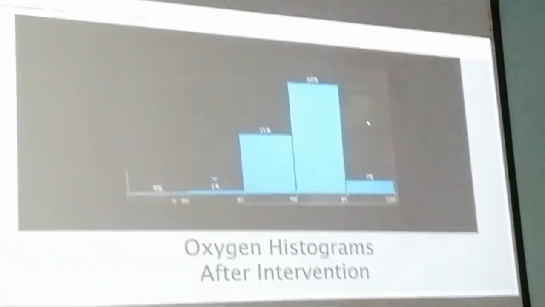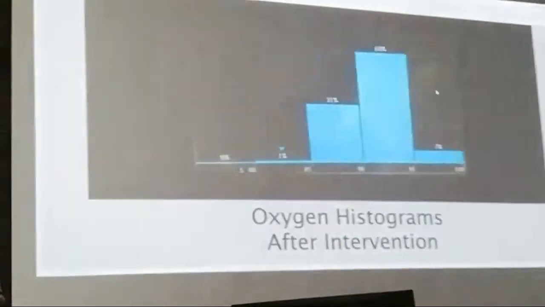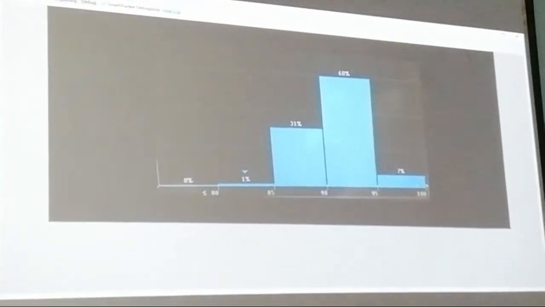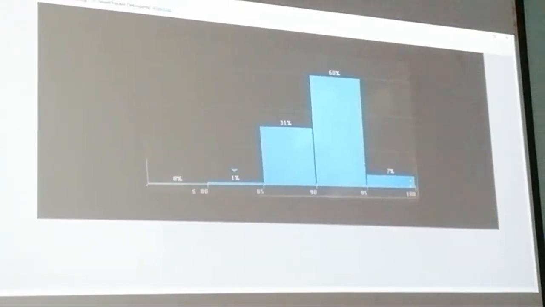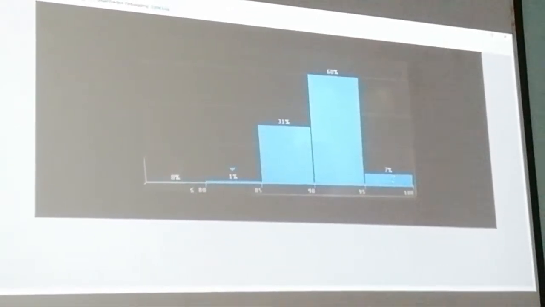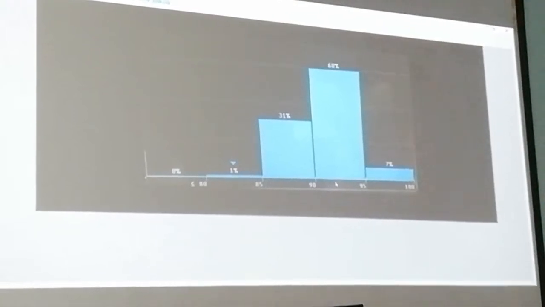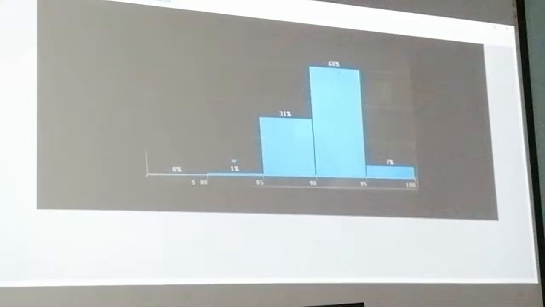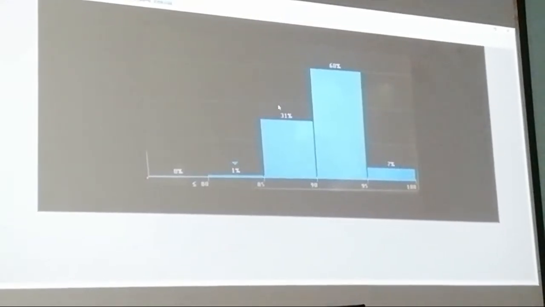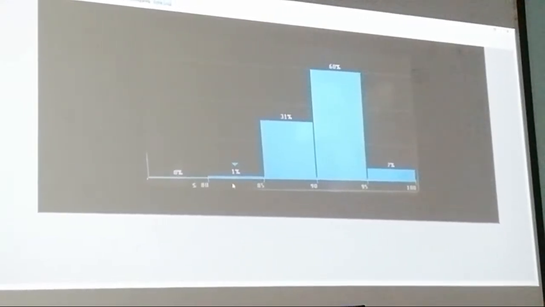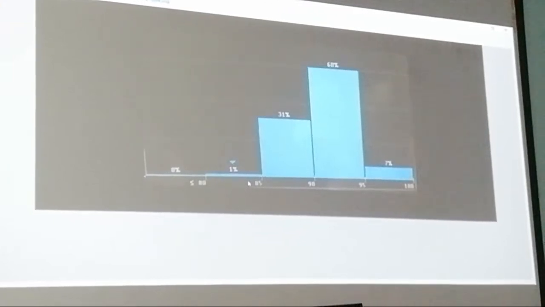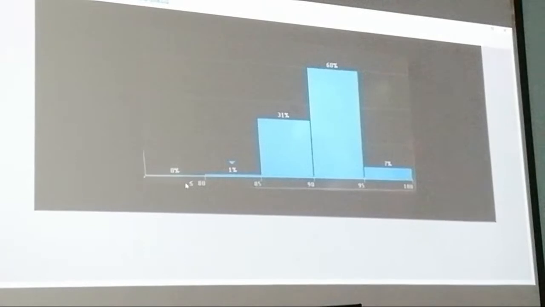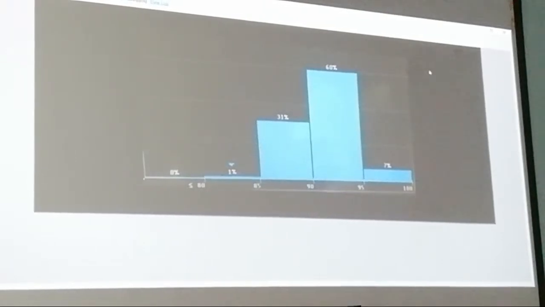This is the oxygen histogram for 6 hours after lung recruitment. For the oxygen saturation range between 95 to 100%, the time was 7% of the day. Oxygen saturation between 90 to 95%, the time was 60%, then 85 to 90%, the time was 31%, then 80 to 85% was 1%, and the last bar, which is the important one reflecting hypoxemia, was 0%.